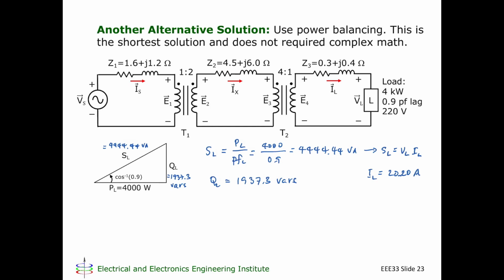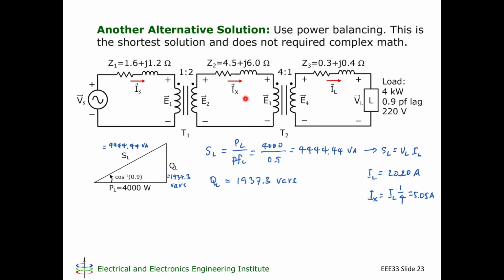Okay, I now know the RMS value of I of L. I can get the RMS value of I of X. I of X is equal to I of L times the inverse turns ratio of T2, which is going to give me 5.05 amperes.